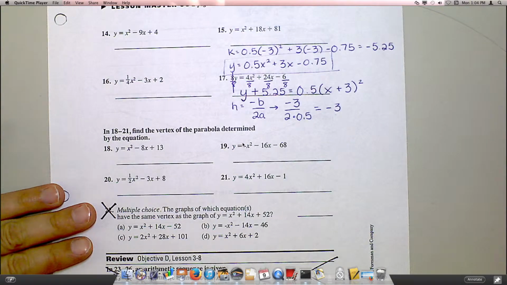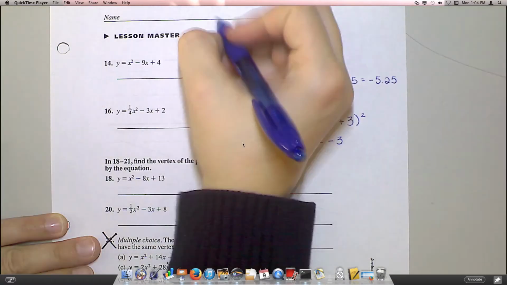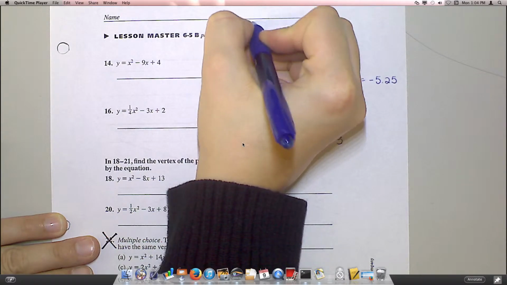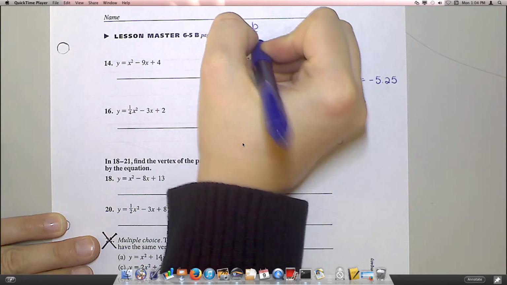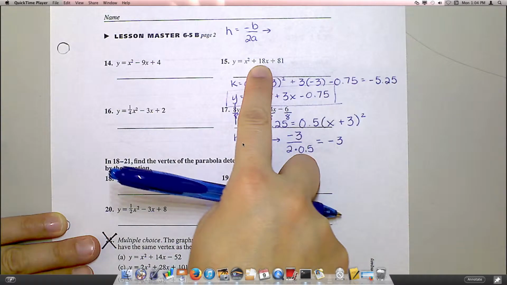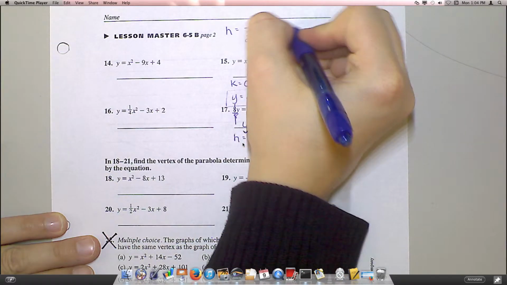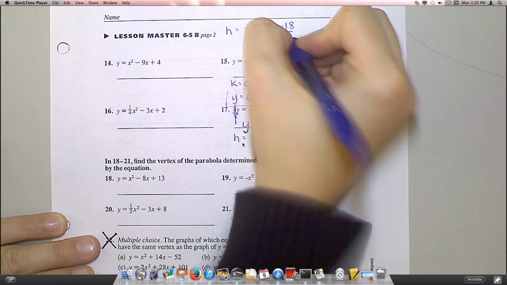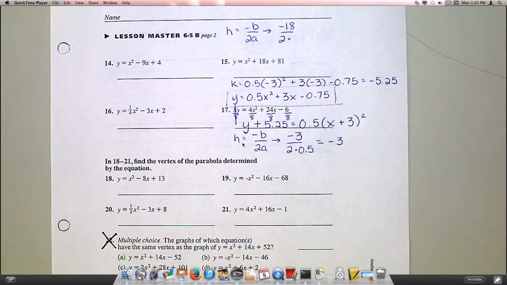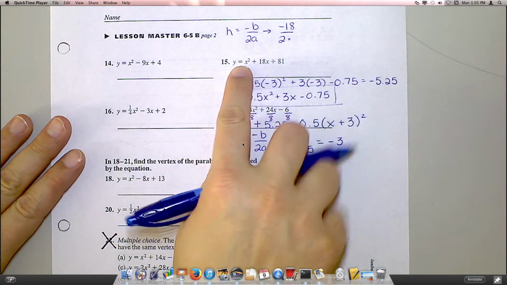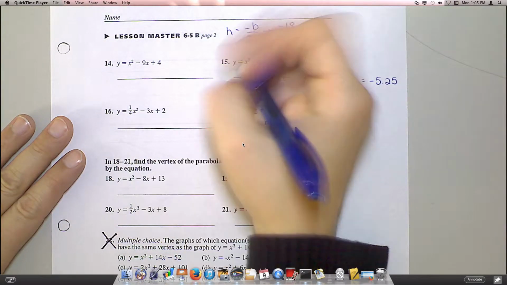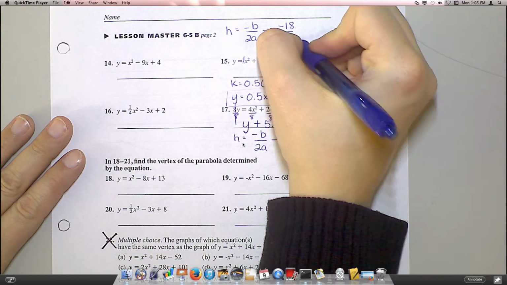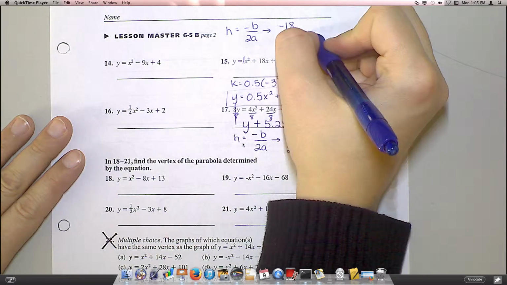Okay, so we need to start with our h value. I'll go up above the problem. So h is negative b over 2a, and our b value is 18. So I'm going to make this a negative 18 over 2 times, what's my a value? 1. Okay? It's not x squared. Your a, b, and c are never x's. Your a, b, and c are always numbers. And so I'm asking what number is in front of x squared. If there's nothing written there, remember that's a 1. So negative 18 over 2 times 1 is negative 9.